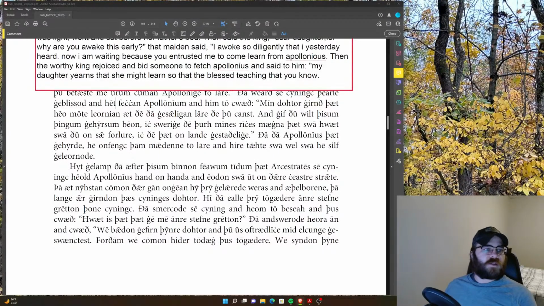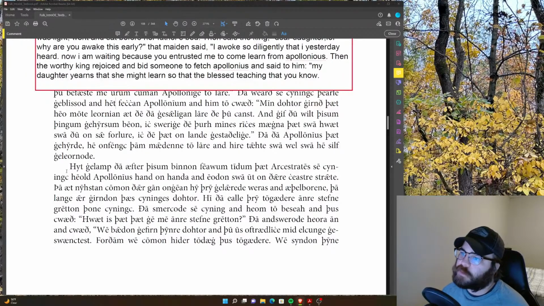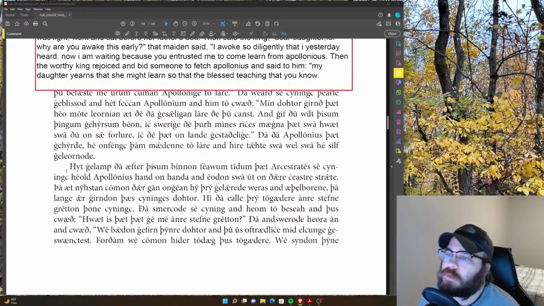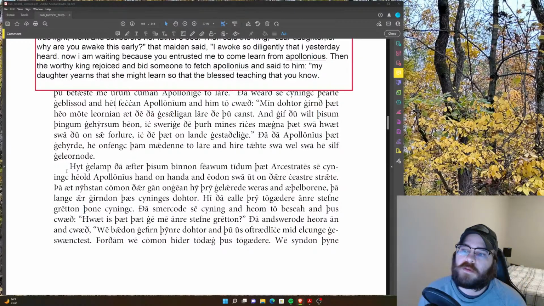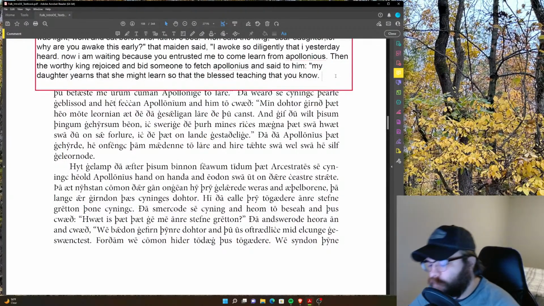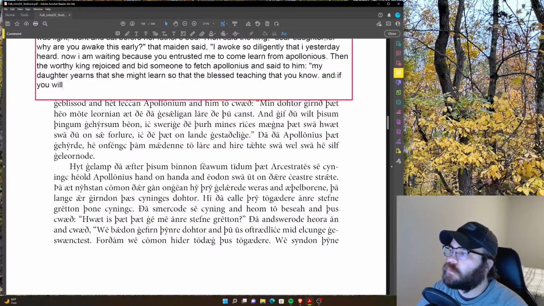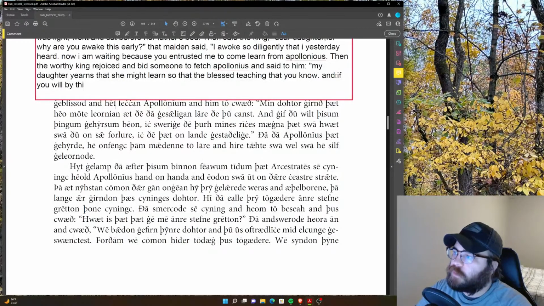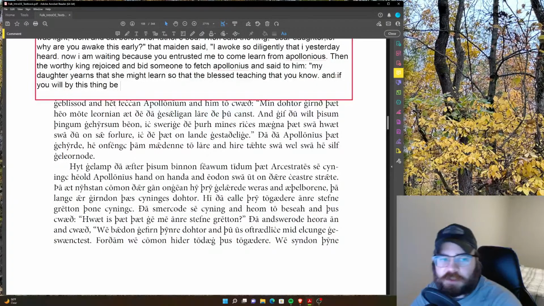No, okay, so this is an adjective. Obedient and obliging. Okay. And if you will buy this thing, be obliging. Okay. Yeah. That makes sense. Here we go. And if you will, du wilt buy this thing, be obliging.